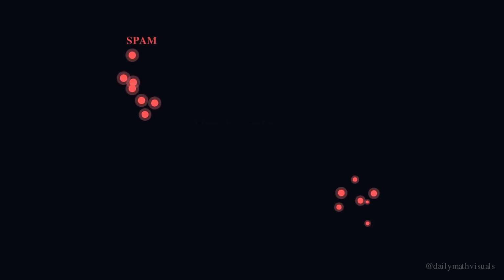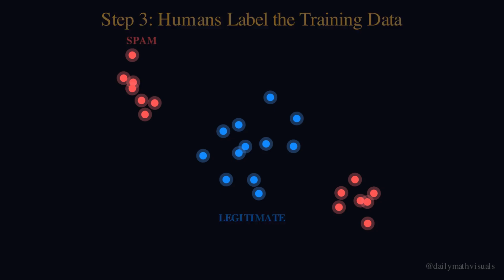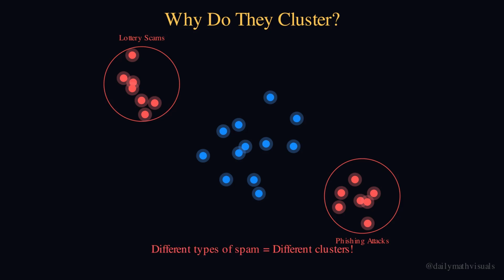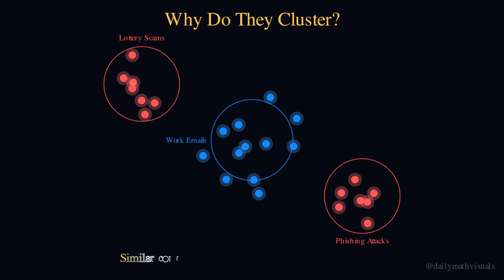Red points are spam, blue points are legitimate. But why do emails cluster together? Look at this spam cluster. These are lottery scams. You won. Free money. Claim your prize. And here's another spam cluster. These are phishing attacks. Verify your account. Urgent action required. Different types of spam form different clusters. Same label, but different tricks. And legitimate emails cluster in the middle. Normal language, professional tone. The key insight: similar content means similar features, which means nearby points in space.